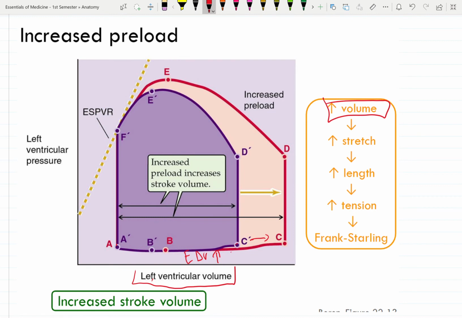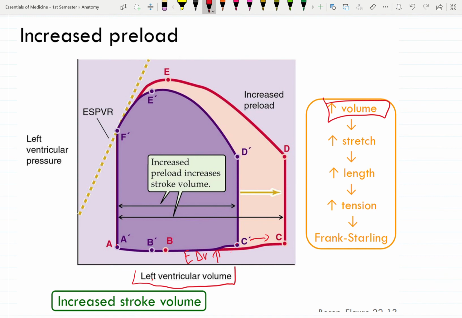Okay, simple as that. So the greater force of a contraction, because there's more volume and there's greater tension, we see that D to E will be greater than the normal D to E that represents the purple cycle. Okay, so that greater force of contraction will project blood more efficiently.